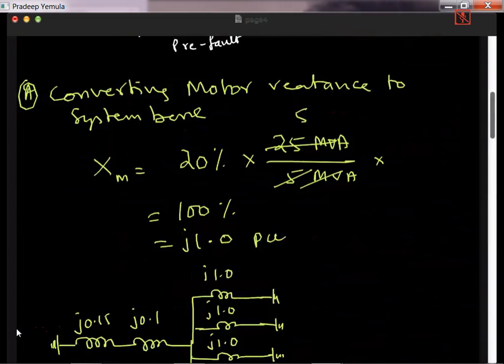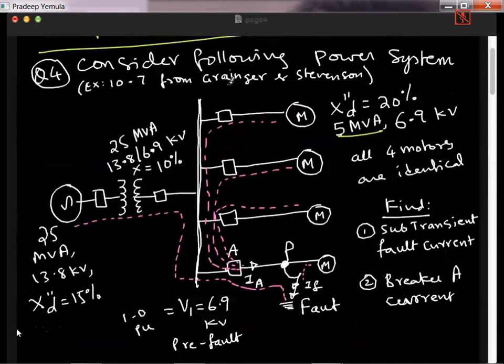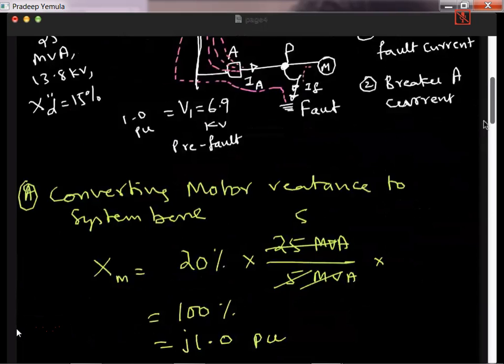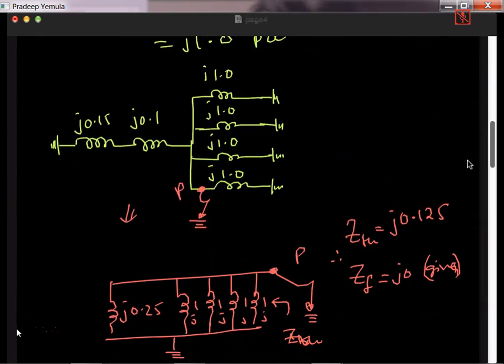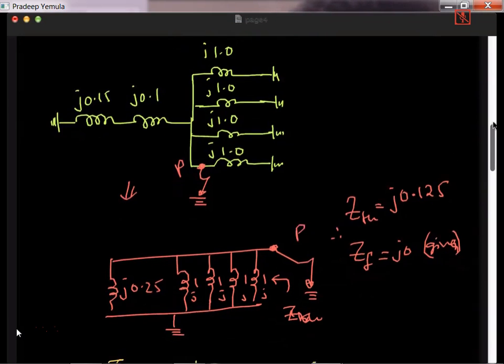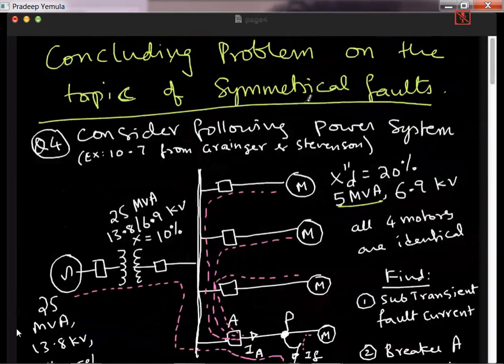So whenever the system is given, draw the single line diagram, equalize all the per units, find out the Thevenin's impedance, and once you have the Thevenin's impedance, you can find the system fault current and all this. The reciprocal of Thevenin's impedance is fault current in per unit, which is nothing but the fault MVA in per unit. So I hope with this we conclude this topic of symmetrical faults.